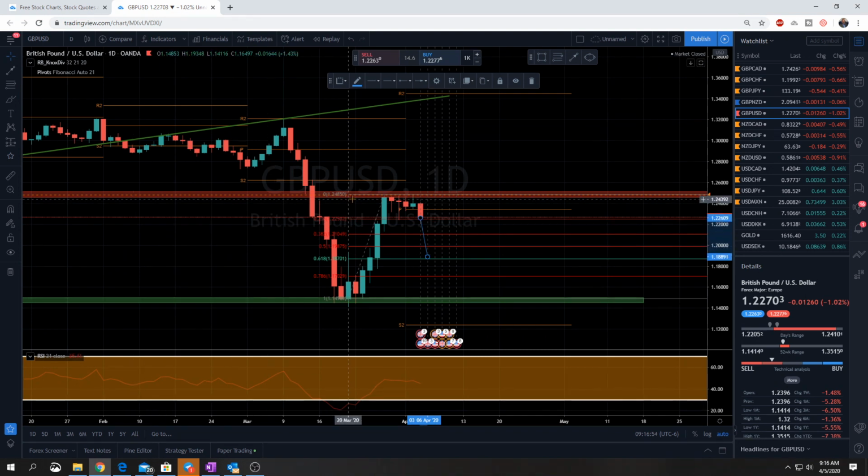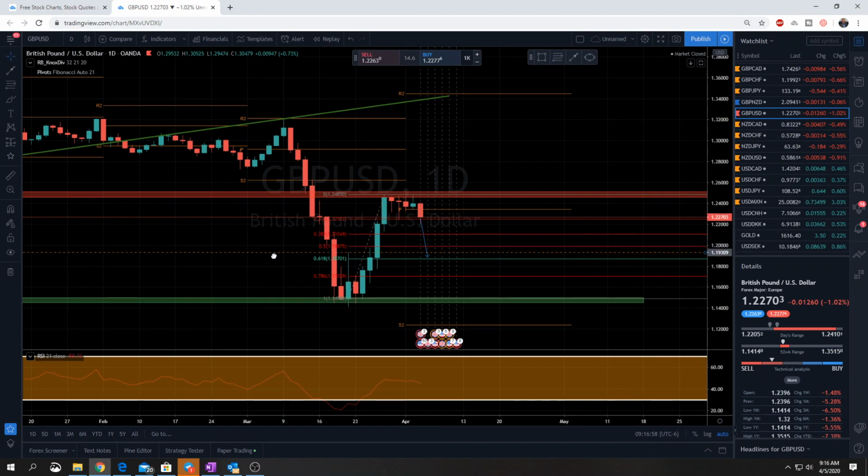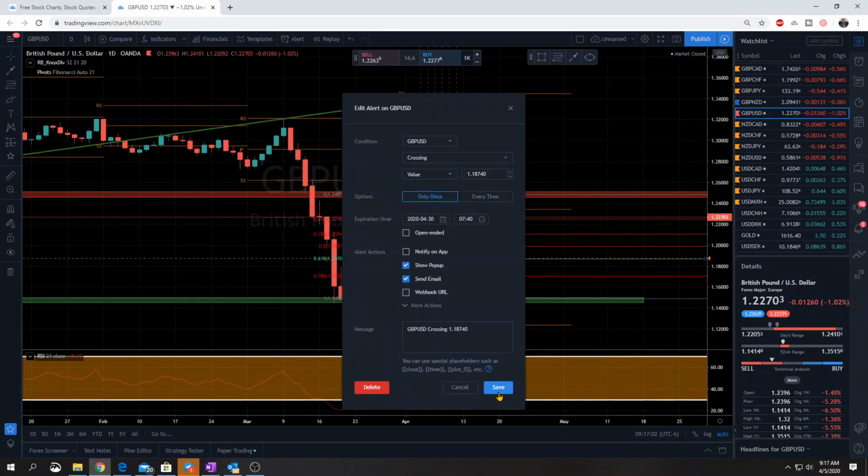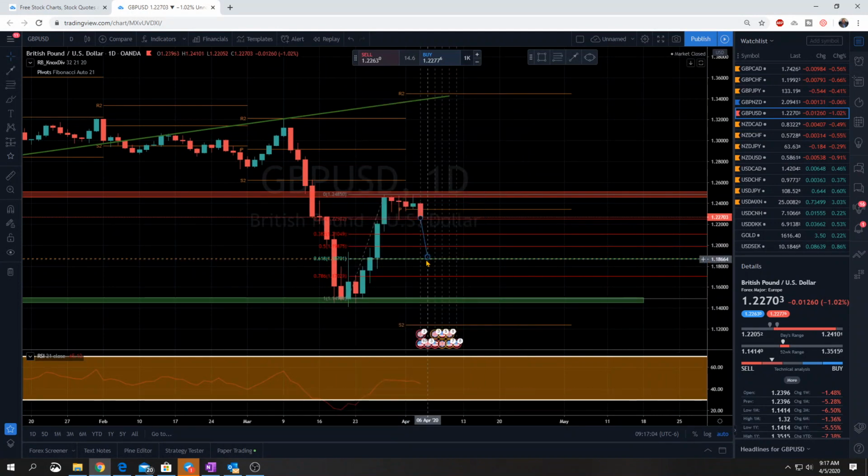So I had my alert up here. I'm gonna move my alert now. I want to see what we do at the 618. That's where I think we're gonna get some more strength in the dollar this week.